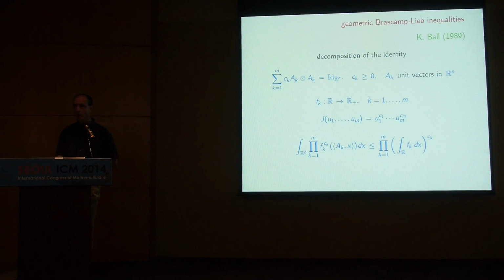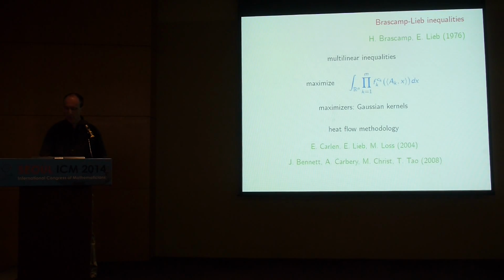A typical illustration is the so-called geometric Brascamp-Lieb inequality, which goes back to Keith Ball, stating that under a suitable decomposition of identity, for the same J function as before, a power type J function, you have a kind of improvement of the standard Hölder inequality in the directions given by the vectors a_k. And of course, all these Brascamp-Lieb inequalities are related to the more general family of Brascamp-Lieb inequalities and the study of their maximizers given by Gaussian kernels, which have been studied extensively by heat flow methods by Carlen-Lieb-Loss and Bennett-Carbery-Tao.